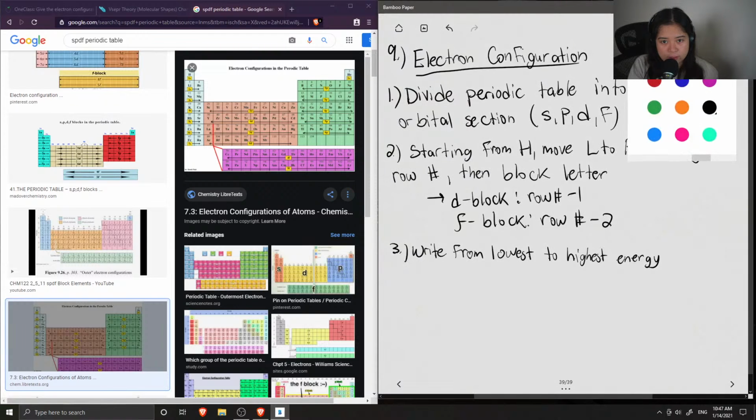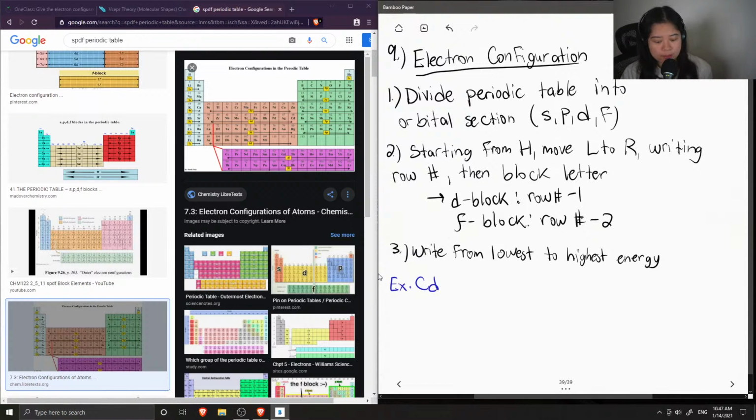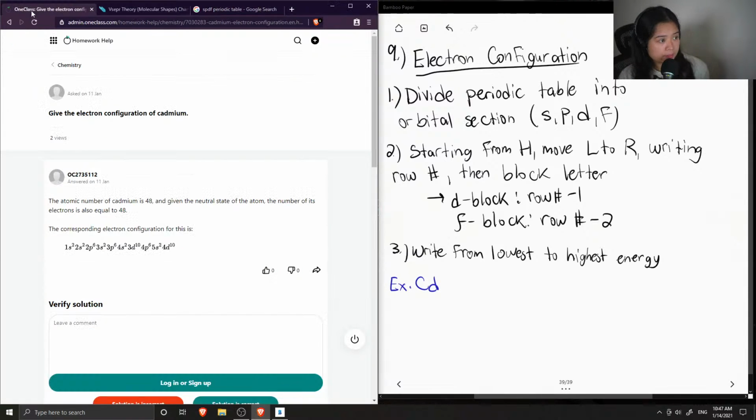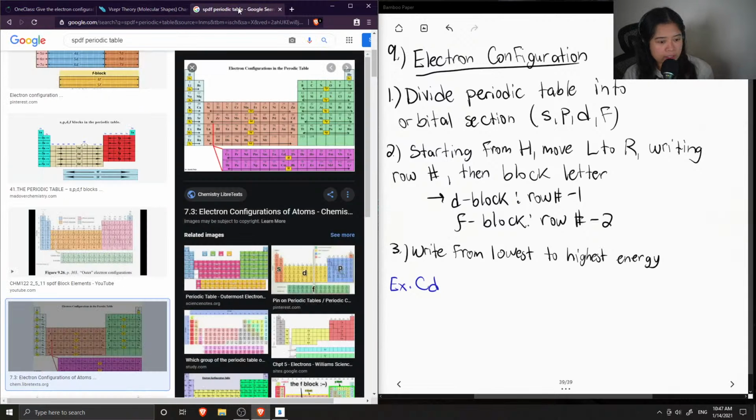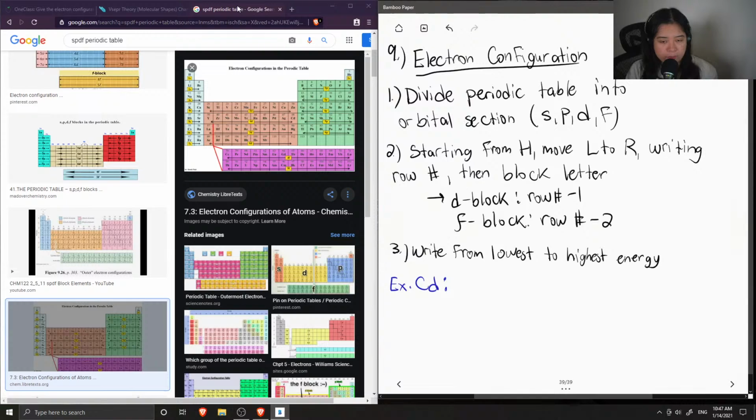Okay, so now let's do our example, which was cadmium. Just cadmium in its ground state. So that means no electrons were added or removed. It's just a neutral cadmium atom. And then you want to find cadmium on the periodic table. So cadmium can be found here, atomic number 48.